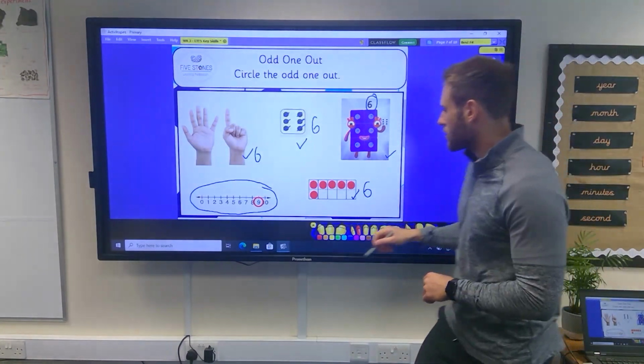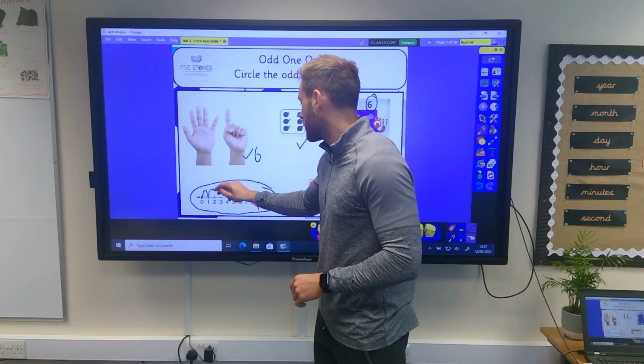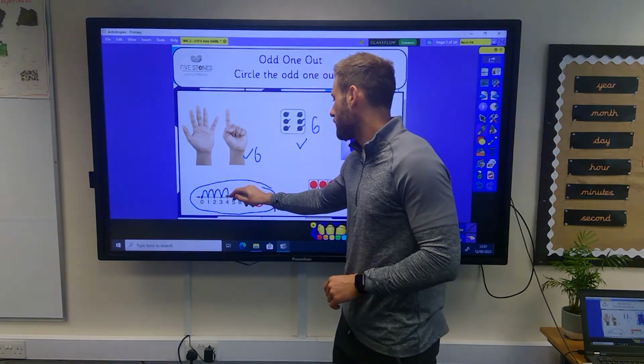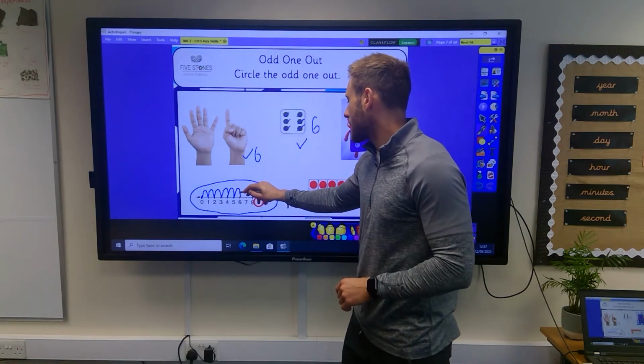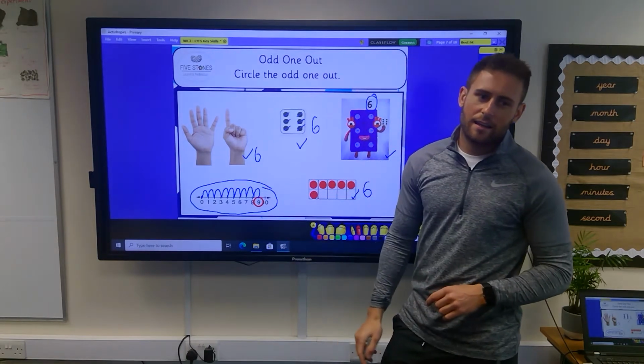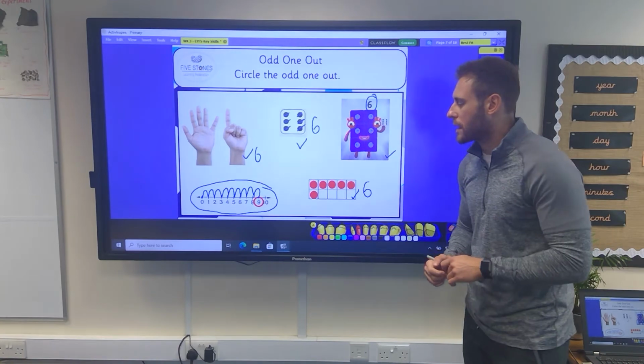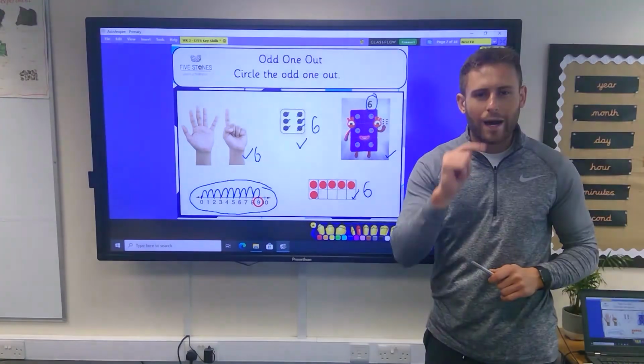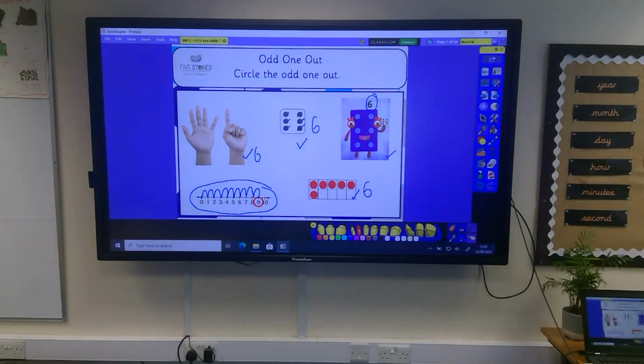Let's double check that it's not 6. 1, 2, 3, 4, 5, 6, 7, 8, 9. Yes, the number is too big to be 6. So well done if you managed to spot that.